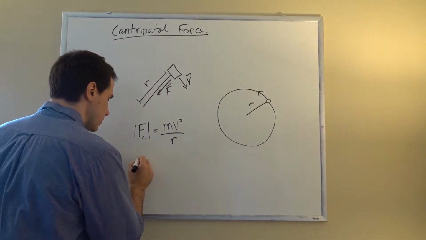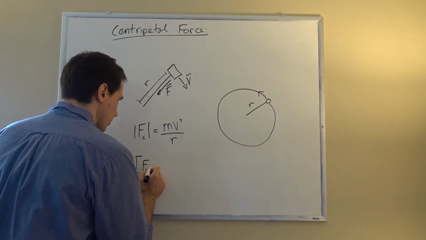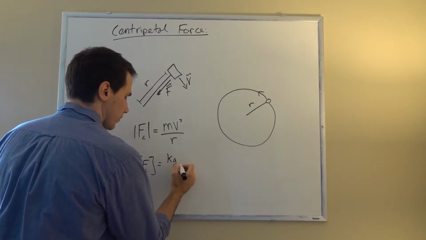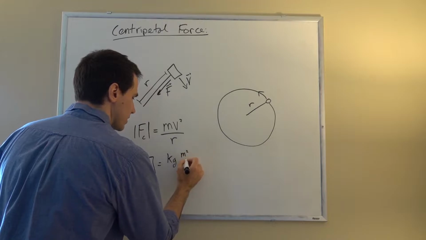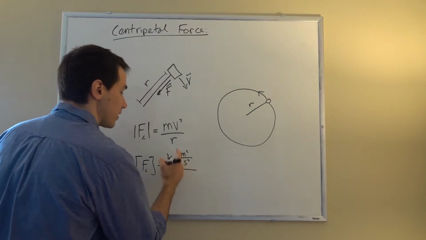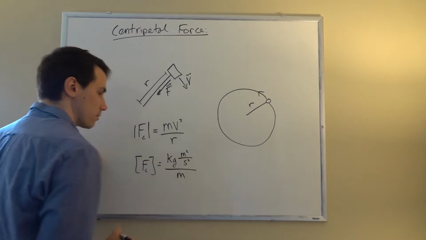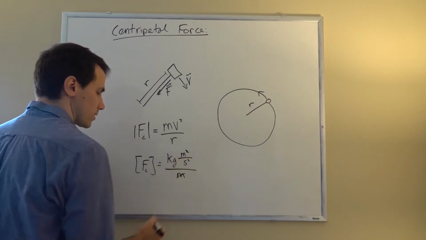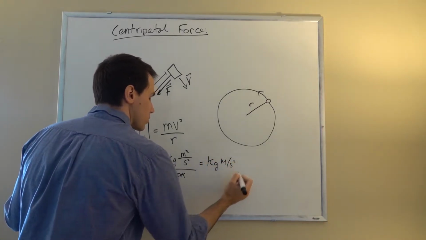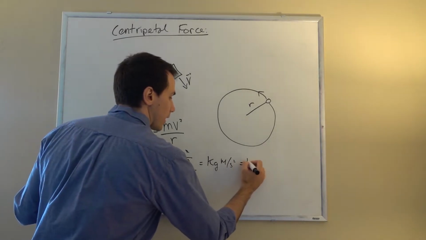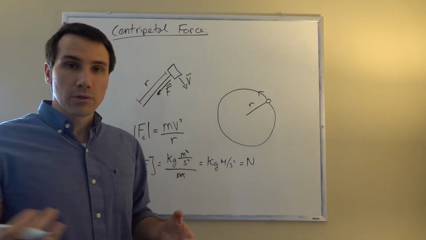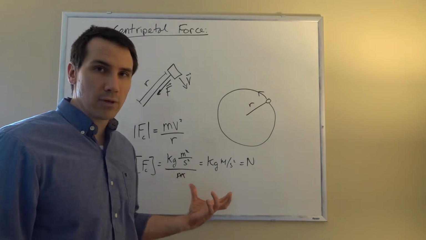The units of my centripetal force should be the units of mass, kilograms, times the units of velocity squared, which is meters squared per second squared, divided by the units of radius, which are meters. So meters cancels, and I get kilogram meter per second squared, which looks like a Newton, which is of course a unit of force. So the units check out.